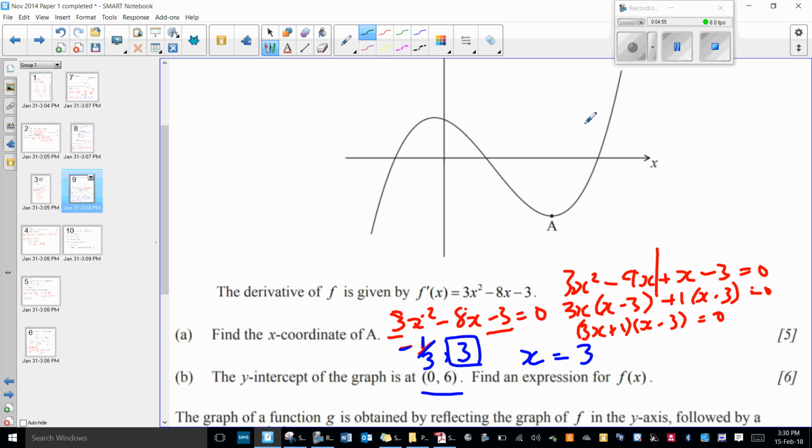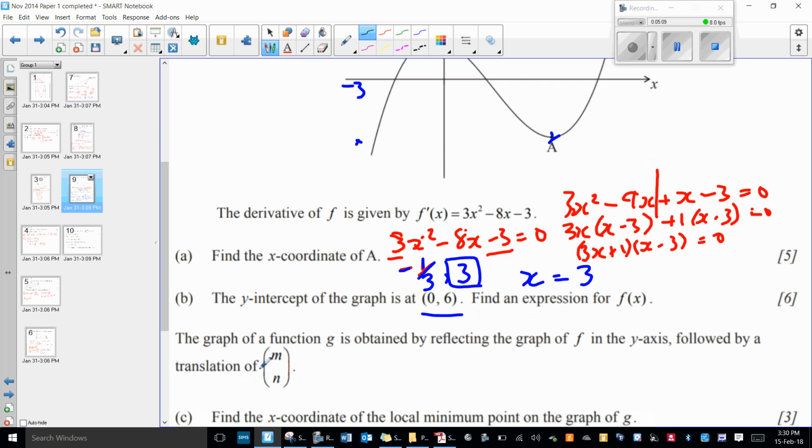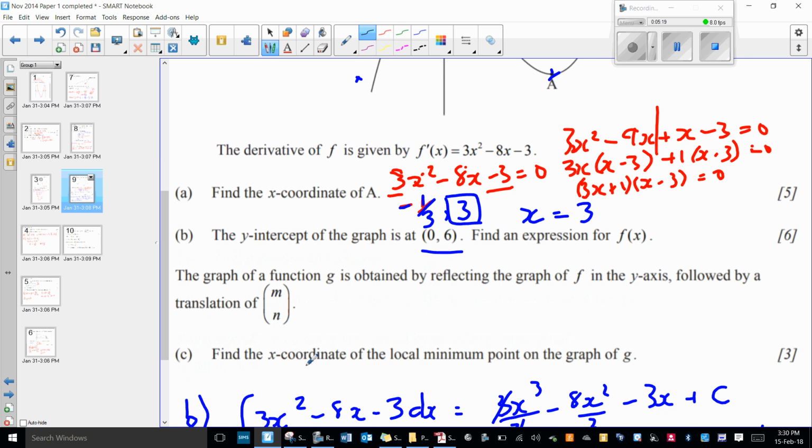So reflection in the y-axis means this here is going to now become over here at -3. And then this bit is applied, so we've got a translation of (m, n), so we would have -3 plus m. They only want to know the x-coordinate, so that would be -3 plus m.